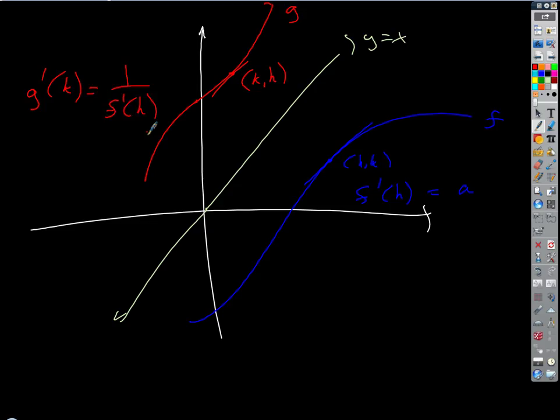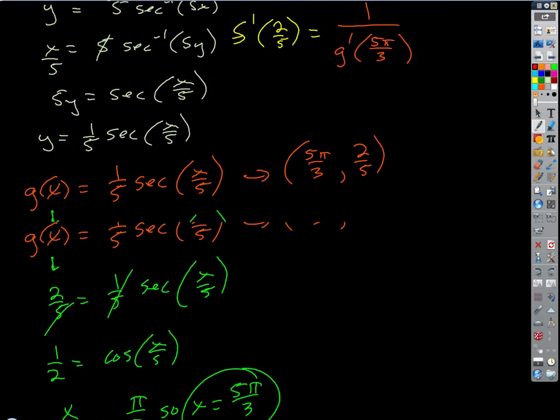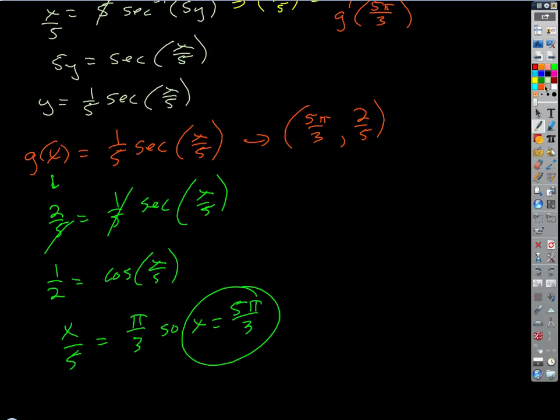That's our relationship that we're exploiting. If I calculated the slope of this function, well, this one has a reciprocal slope. So in this case, it's a lot easier to work with the inverse than with the original function. So f prime of 2/5 would just equal the reciprocal of g prime of 5/3 pi. Okay, so let's work down here. That's a lot easier.